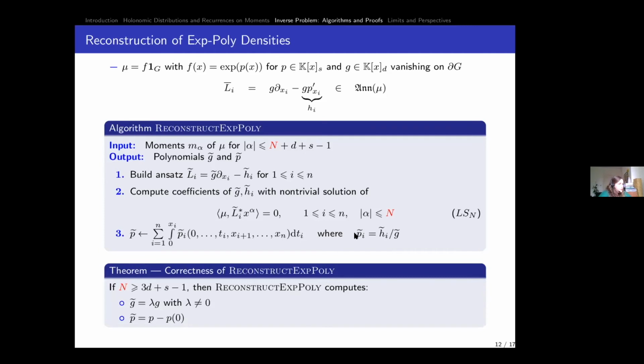Yeah. So we have actually proven that at least 3D plus S minus 1 moments are sufficient to reconstruct P tilde and G tilde, the exact solutions of this problem. Just to state, D is the total degree of the polynomial that cancels on the boundary of the support, and S is the total degree of the polynomial appearing in the exponential. Okay, so let's maybe stop here and then do the proof after the break.